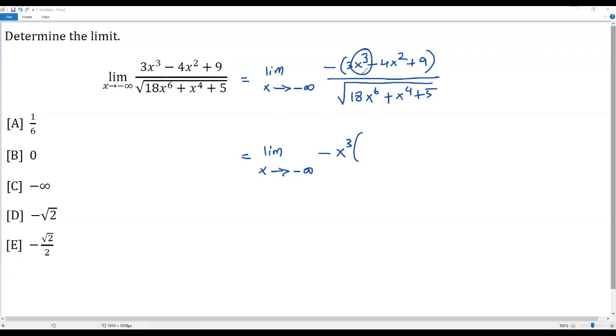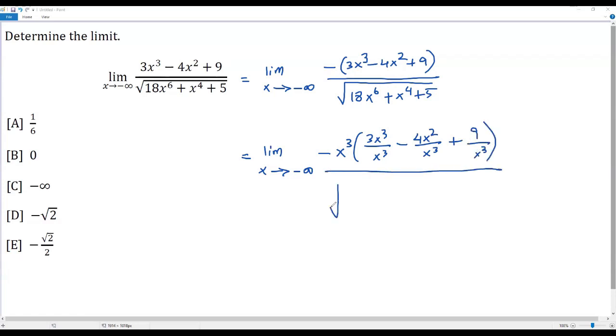So when I factor the x to the third power out, what do I have left inside the parentheses over here? To know that, I have to divide each term inside the expression by the one I factored out. Then I'm getting 3x to the third power over x to the third power, negative 4x squared over x to the third power, positive 9 over x to the third power. Now we can take the square root over here.